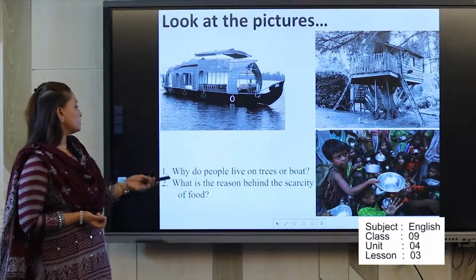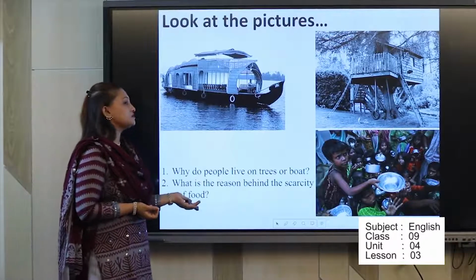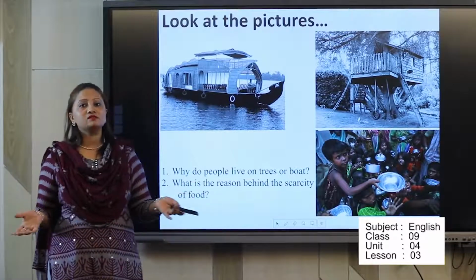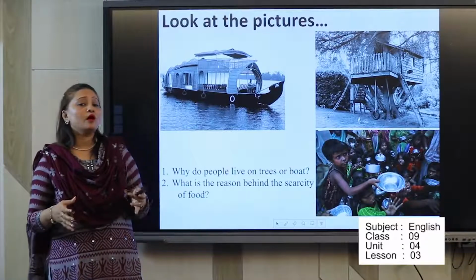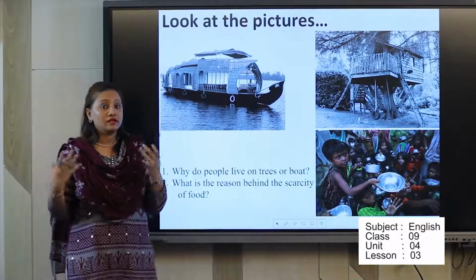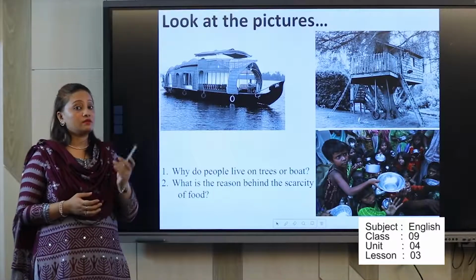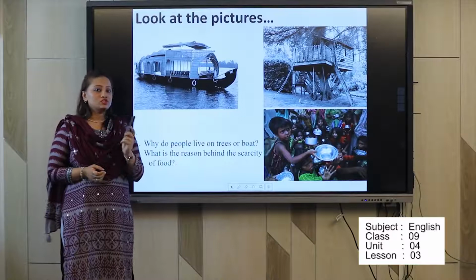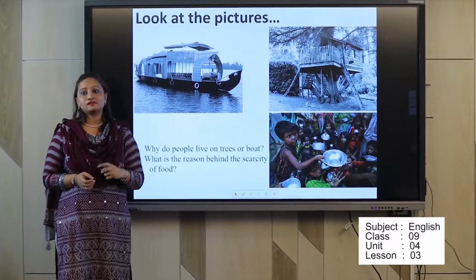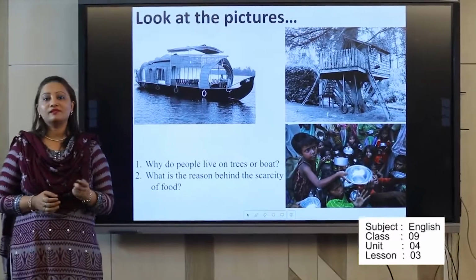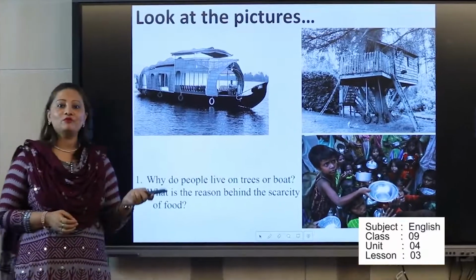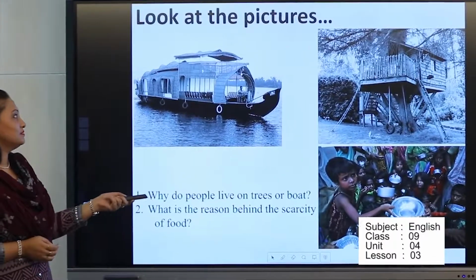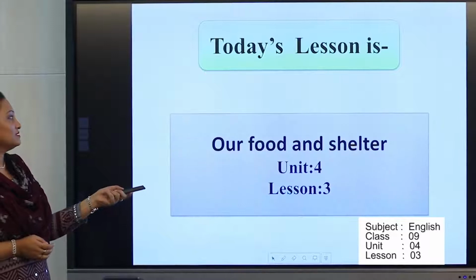Our second question is, what is the reason behind the scarcity of food? Because our production is not okay. We don't have the delivery of food. Actually, this is the main reason behind this. So now, can you guess which chapter I am going to read? Yes, it's from Unit 4, Lesson 3, Our Food and Shelter. Check it out.